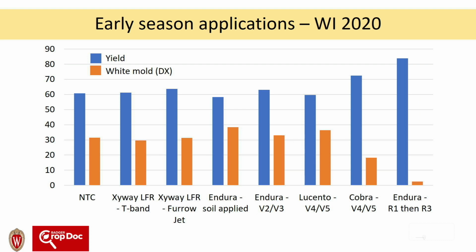And then we had a couple of mid-vegetative applications of Lucento, and then also Cobra, which is the herbicide. If you look at the orange bars, that's white mold. Really no differences for any of the products except for Cobra at V4, V5, which did reduce white mold. And if you look at yield response, there's really no yield response across any of them. Cobra had a little bit of an increase. And then our positive control, we used Endura R1, R3, and really none of these products held up to our positive control.